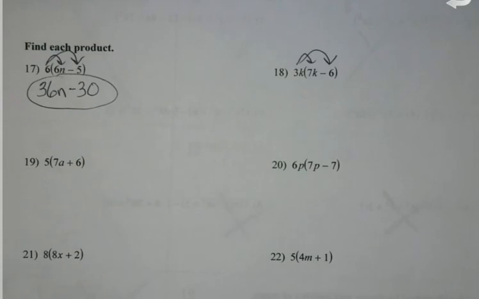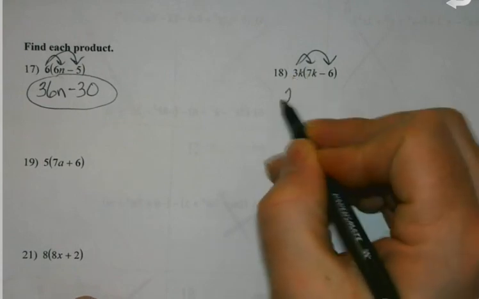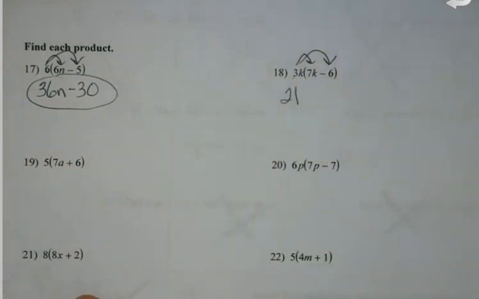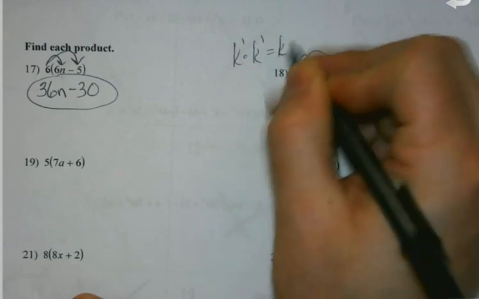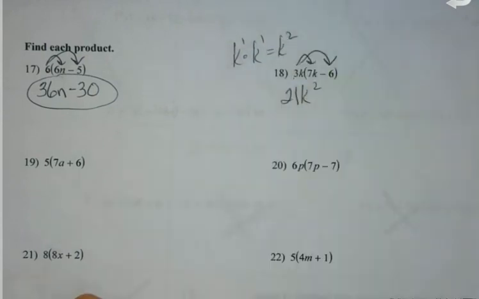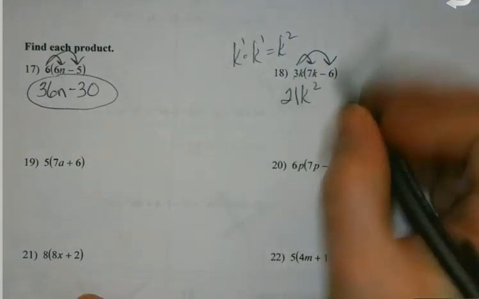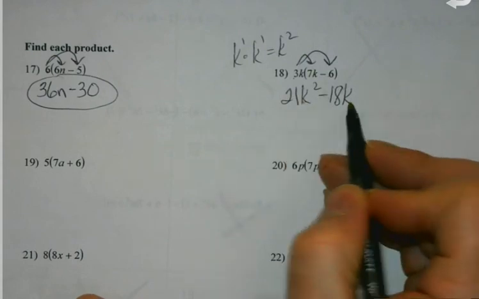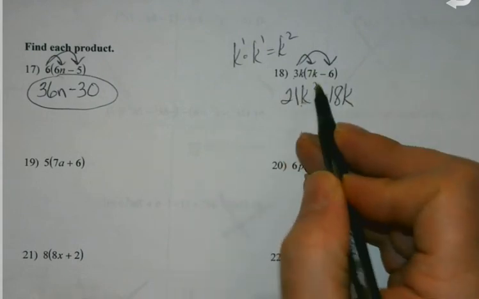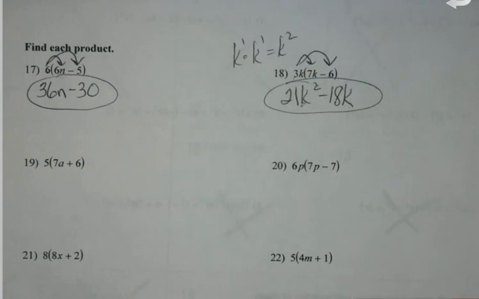Now 18 is a little bit different. 3 times 7 is 21. What's k times k? Yep, k to the second, because when I do k times k, I add their exponents. So 21k to the second. And then 3 times negative 6 is negative 18, and I don't have another k to multiply by this time. And these are different since this is k to the second, or k squared, and this is just k.